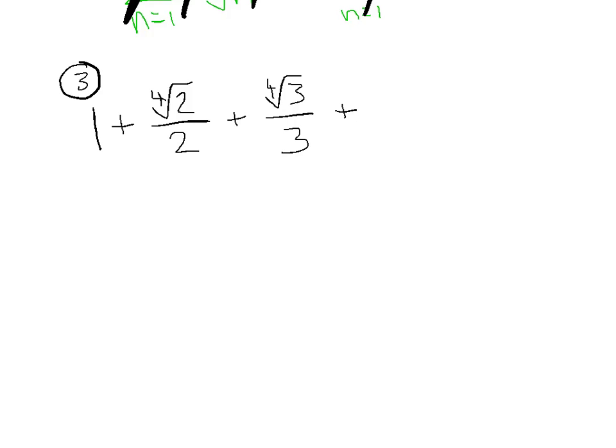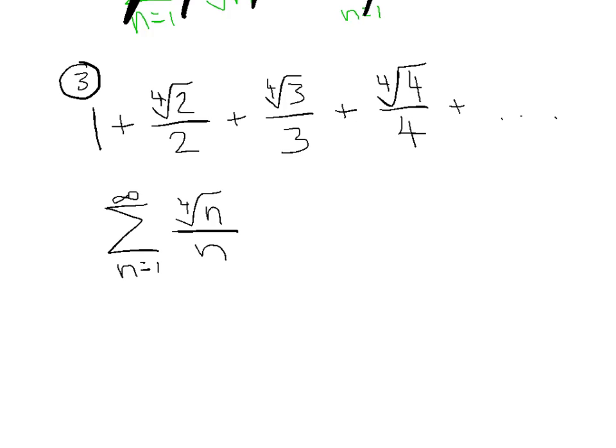Okay, let's redo this. Let's call this number 3. Okay, let's say they said 1 plus, let's put the 4th root of 2 on top and 2 on the bottom, and then we've got the 4th root of 3 all over 3. My apologies, I goofed that one up. Okay, so let's say they presented it like this. And we could rewrite that in sigma notation as the sum of the nth term. We could say the 4th root of n divided by n.